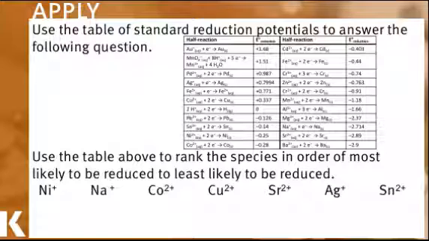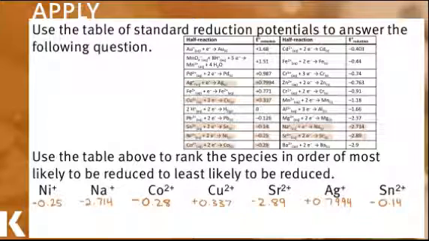Let's give this a try with a couple more examples. The question asks you to rank the species from most likely to be reduced to least likely to be reduced. So begin by identifying the reduction potential of each species. We can use the reduction potential table to find the reduction potentials of nickel, sodium, cobalt, strontium, silver, and tin. To make things easier, I've written them out here.